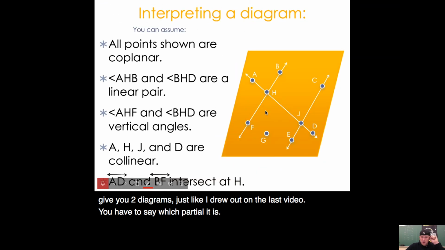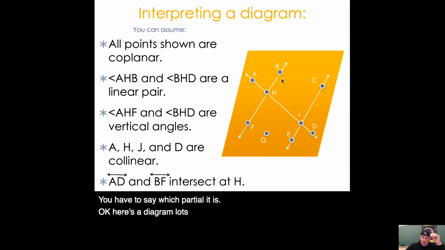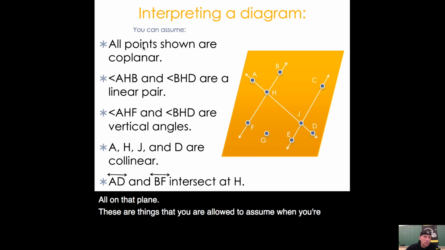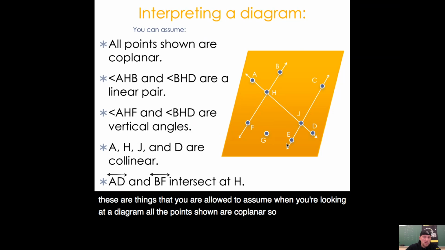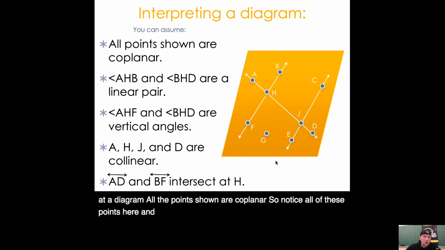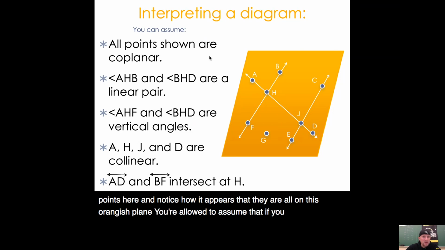Okay, here's a diagram, lots of points, lines, segments, rays, all on that plane. These are things that you're allowed to assume when you're looking at a diagram. All the points shown are coplanar. So notice all of these points here, and notice how it appears that they're all on this orangish plane. You're allowed to assume that if you see them on that plane, that they are on that plane.